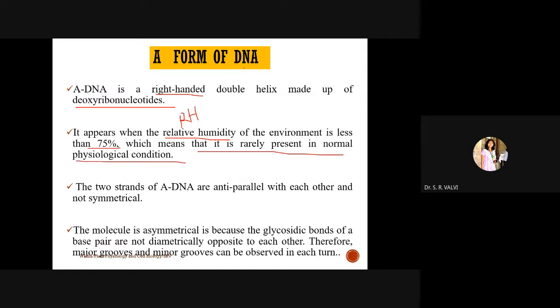Next characteristic: the two strands of DNA are anti-parallel. Obviously one strand is moving from 5 prime to 3 prime, and the other strand is moving from 3 prime to 5 prime. So likewise they are anti-parallel to each other, right? And they are not symmetrical. They do not look exactly similar, both the strands. Hence they are called as what?